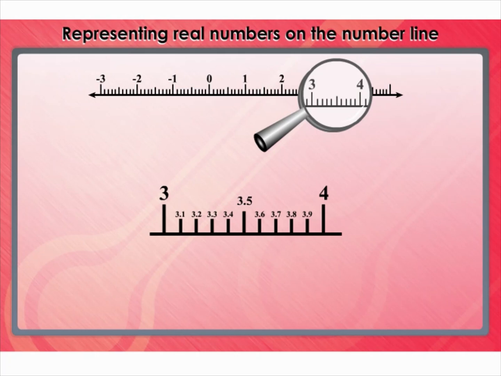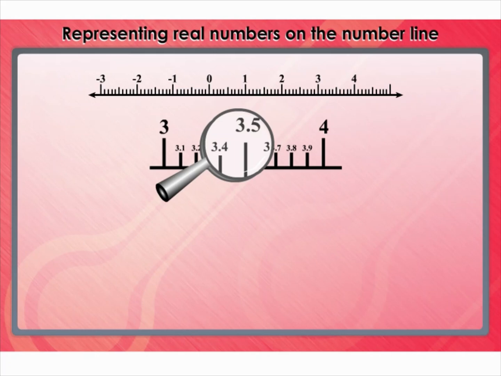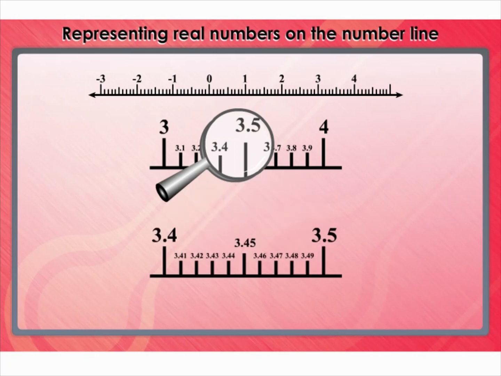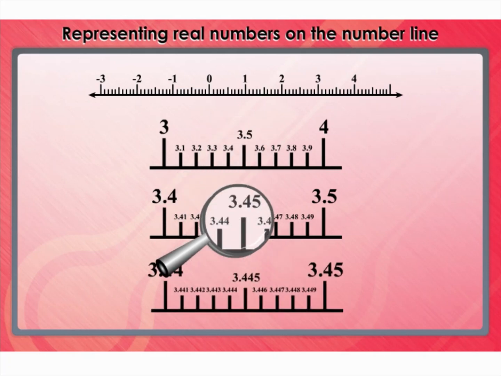Now, 3.445 lies between 3.4 and 3.5. Now let's focus on the portion between 3.4 and 3.5 as shown here. Again, we divide this into 10 equal parts. The first mark will represent 3.41. The next point will represent 3.42, and so on. To see this clearly, we magnify it as shown here.